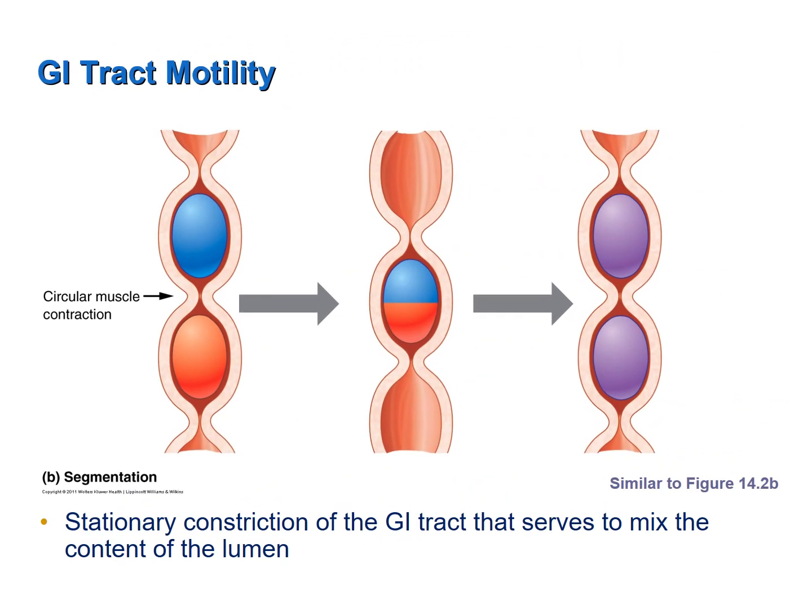The second type of GI tract motility is segmentation. The function of segmentation is not to move substances down or through the GI tract, but instead to mix the contents of the lumen. It is important that digestive enzymes be properly mixed with substances derived from food in order for chemical digestion to occur, and it is segmentation that helps ensure that that occurs.